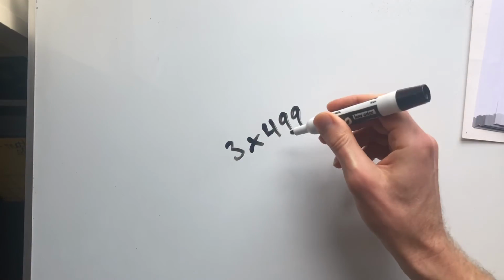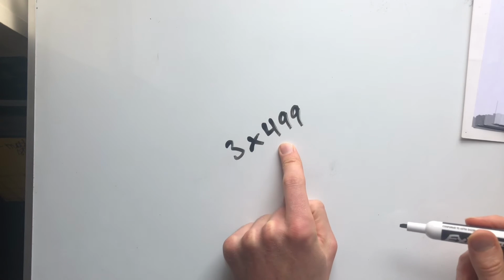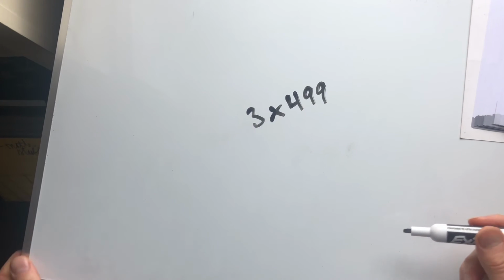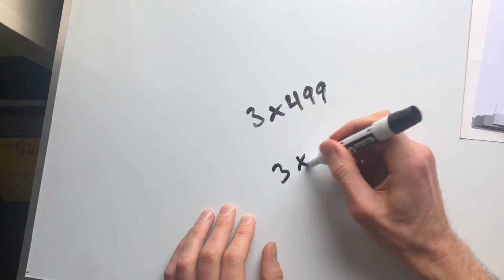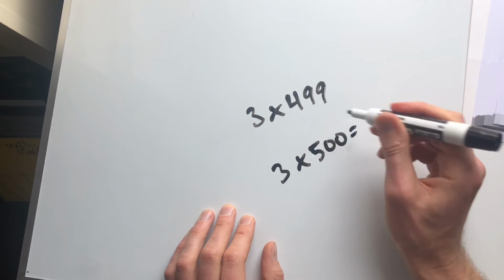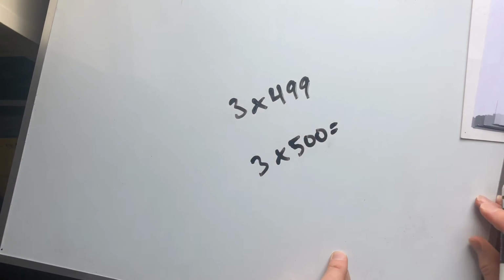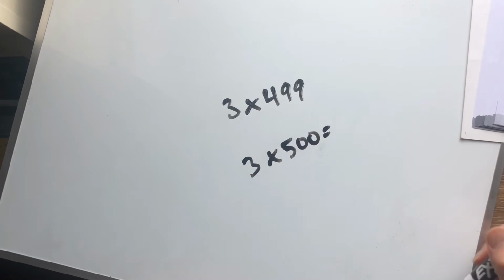Well, what's 3 times, this number is super close to a number, right? Sometimes you need to round up. Well, what's 3 times 500? Because that's a lot easier. And then we'll get a really close answer to that. So 3 times 500, let's do that.